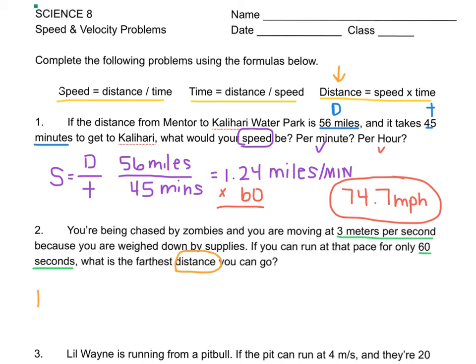So we're going to go ahead and plug in our equation. It says distance equals speed times time. If we plug in those numbers, our speed was 3 meters per second, and our time was 60 seconds. And if we do that math, we get 180 meters. That's the farthest distance you can go traveling at that speed in 60 seconds.